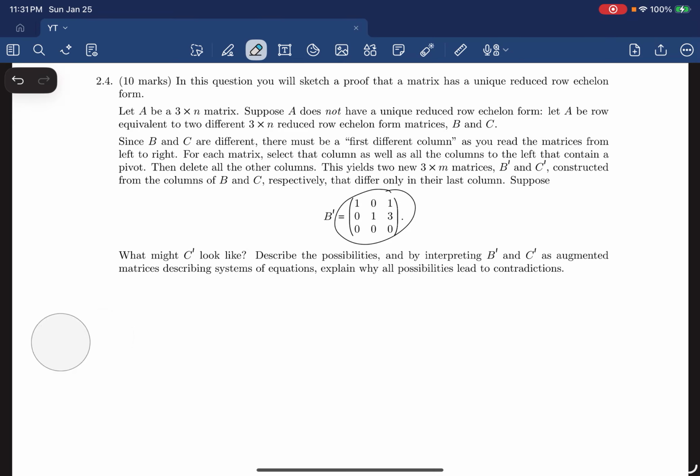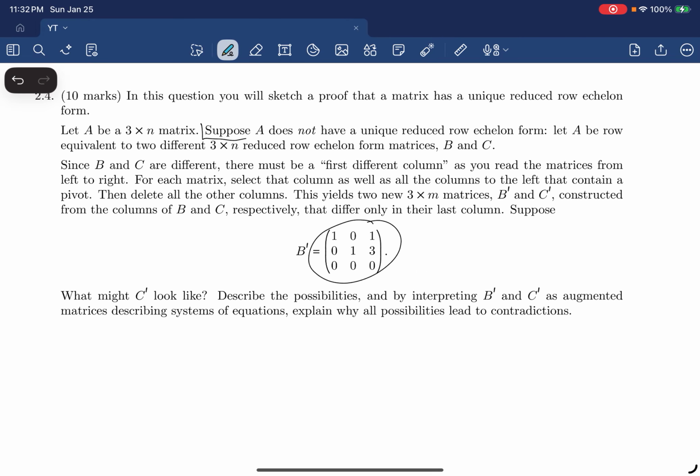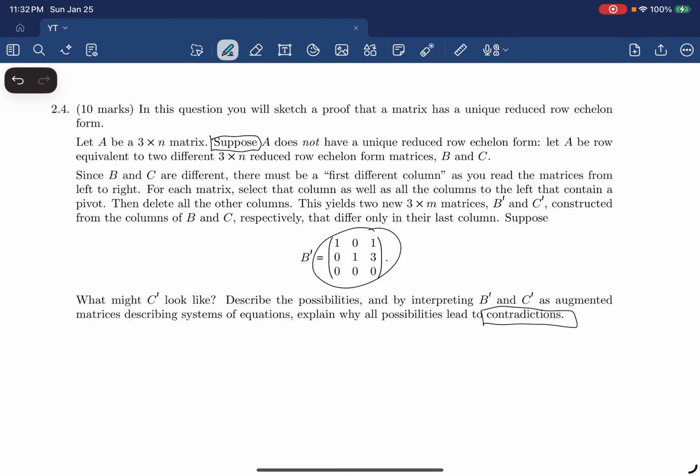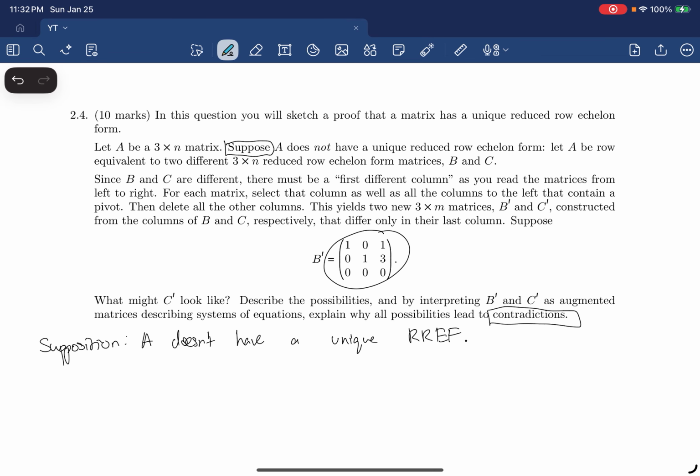All right. Now, the general outline of this proof is that you want to prove it by contradiction, and they make it really obvious. They have the supposition here, and then they mention the word contradiction over here, which means that you want to prove it by contradiction. So the supposition is that A doesn't have a unique RREF, reduced row echelon form, right? And if it doesn't, we want to find a contradiction in that logic.